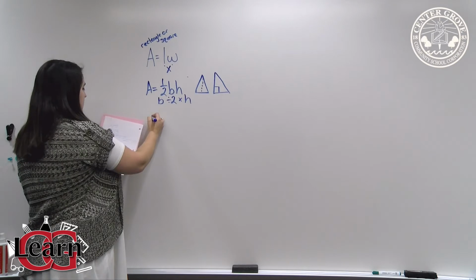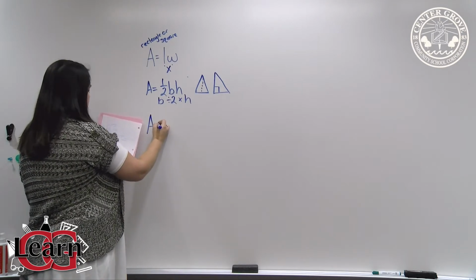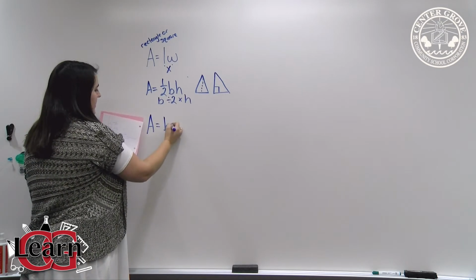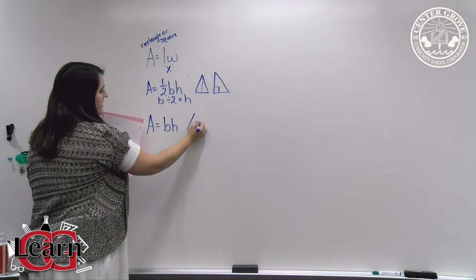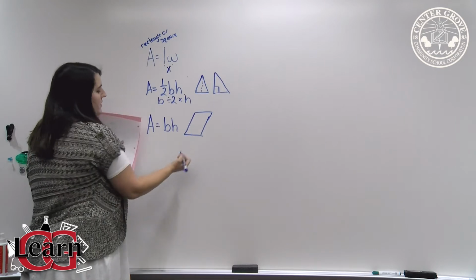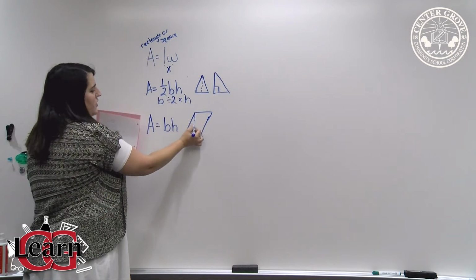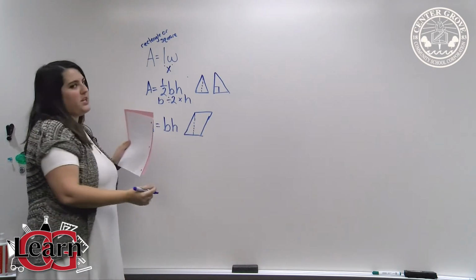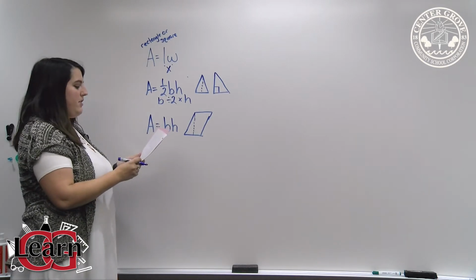After area of a triangle, we have area of a parallelogram, and that formula is base times height. And a parallelogram looks like that. And the height, again, goes straight up and down, so we don't use either of the sides for area of a parallelogram.